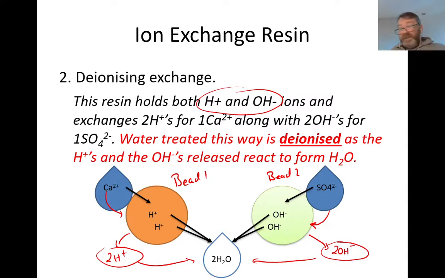Okay, it's a little bit more expensive than the cation exchange where calcium comes in and sodium leaves, so you still have ions in your water. Here the calcium comes in and is replaced with H plus, the SO4 2 minus comes in and is replaced by OH minus, but then the H plus and the OH minus combine together to give you water, which means that your water coming out of this resin is completely deionized. That means vacant of any ions.